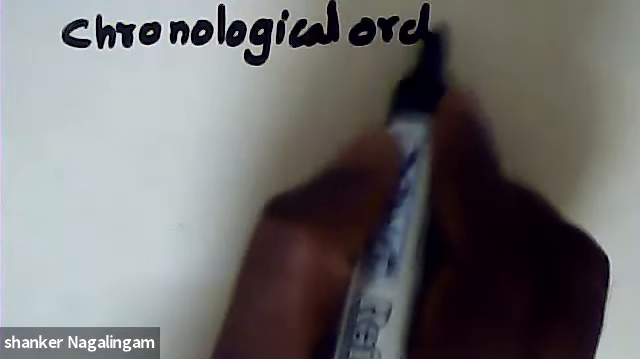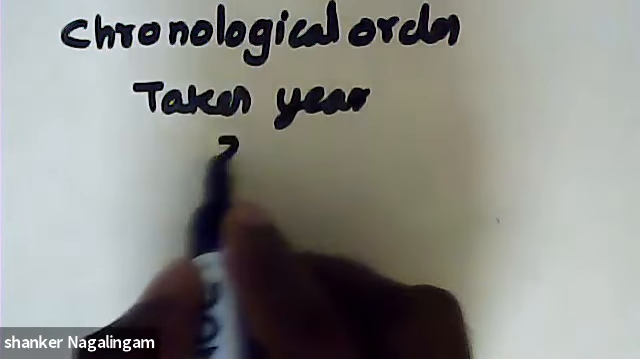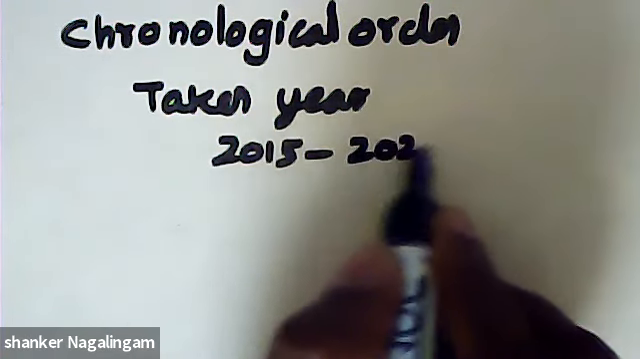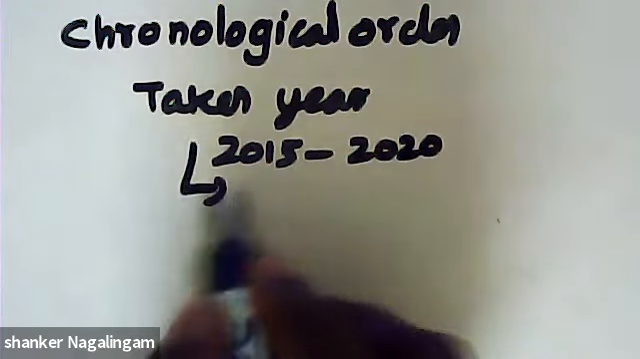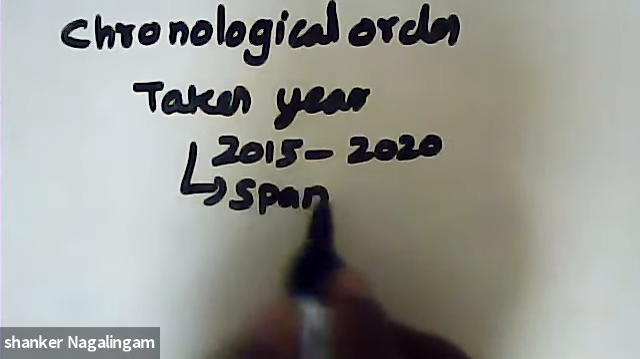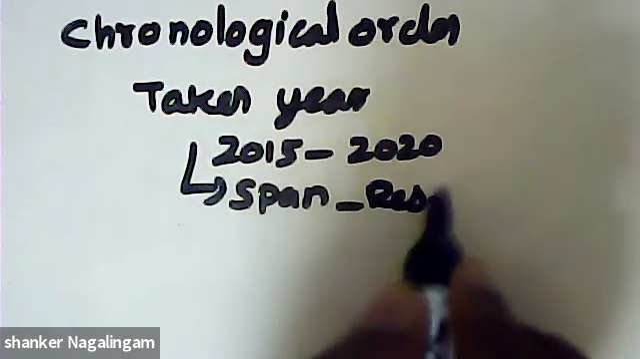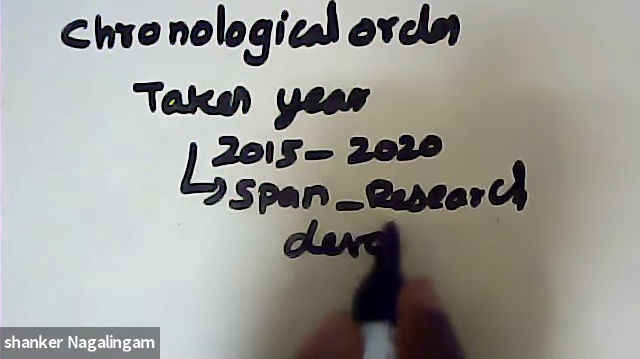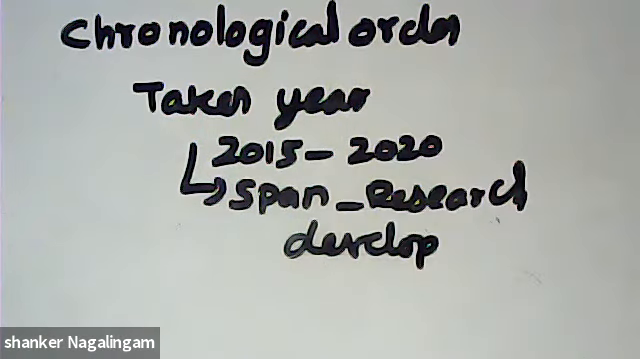you should take the papers year wise. For example, you have to start from 2015 to 2020. See, in that span of years, how a particular area of research has been developed. In that way, you have to explain your literature review. You have to write 2015. It should be in order, and it should be in ascending order, not descending order.